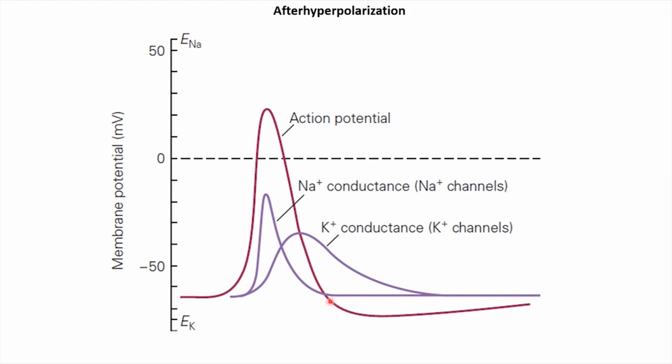And then as these voltage gated potassium channels gradually close, the membrane potential can return back to the default baseline value.